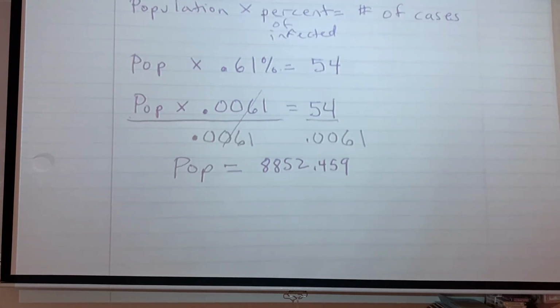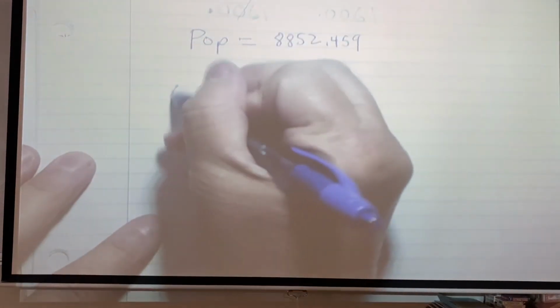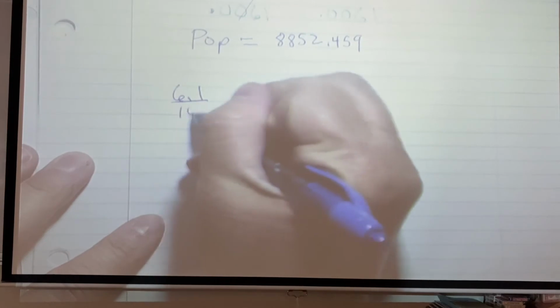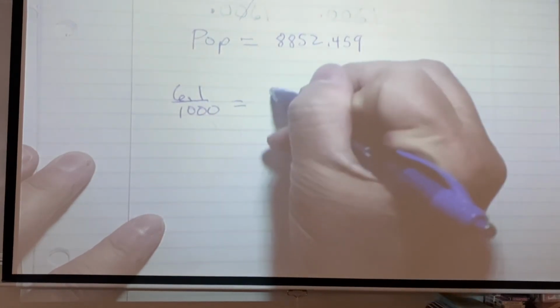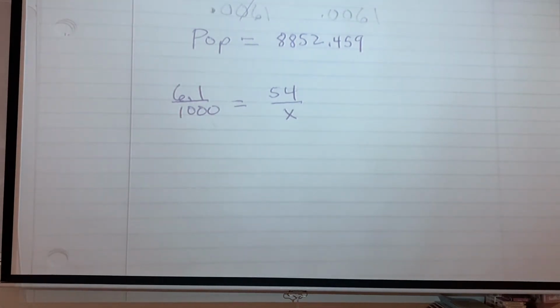I'm gonna do it Diamond's way, just for funsies. So Diamond said 6.1 over 1,000 needs to be equal to 54 over our population. Let's make sure we get the same answer. Diamond, what would you do now?